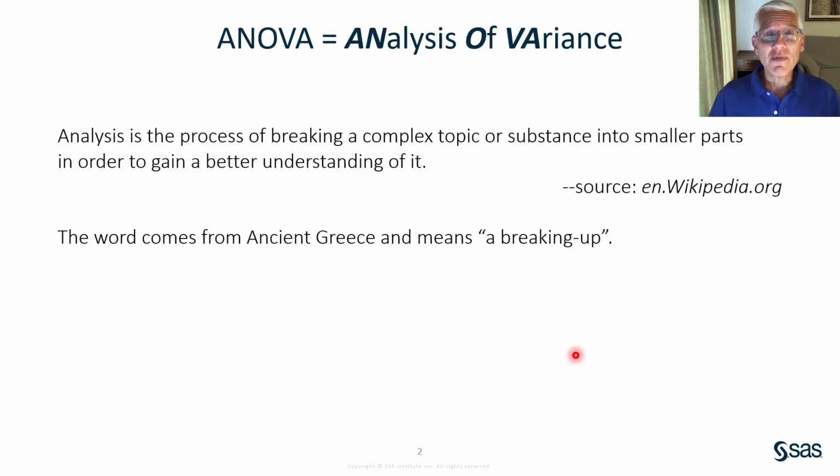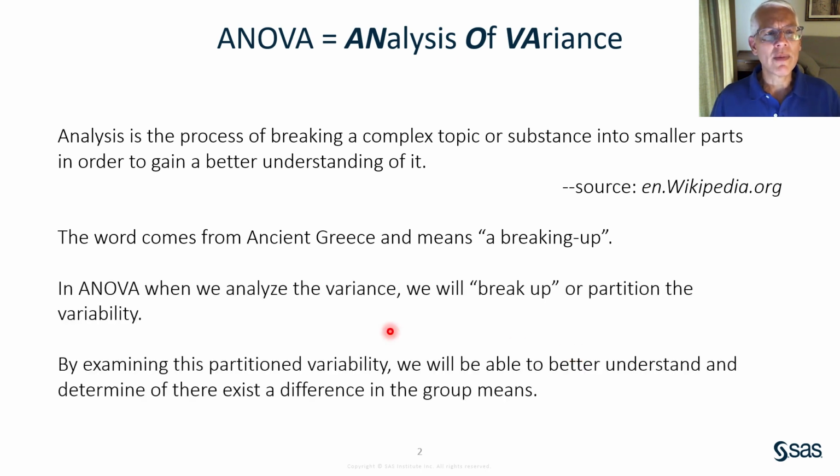This is why we want to perform the ANOVA, or the Analysis of Variance. One of the things that's kind of interesting about the word analysis is that if you go back to its origins, it actually means a breaking up or a partitioning of something into smaller parts in order to better understand it. And that's exactly what we're doing when we're performing an analysis of variance. We are breaking up the variability or partitioning the variability. And when we examine what we've done, we're hoping to get a better understanding.